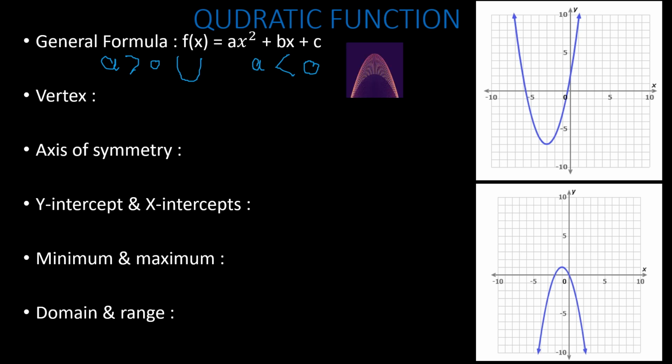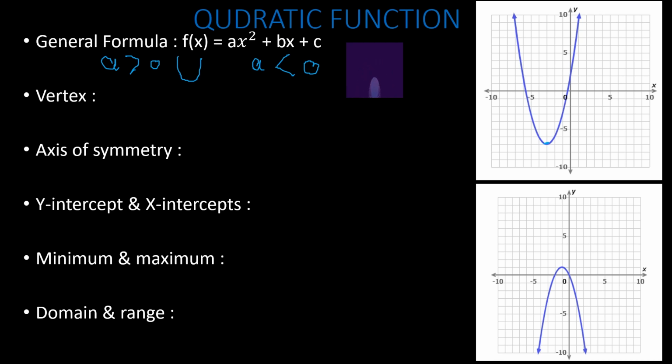Now, the vertex. The vertex is the peak of the parabola. It's the minimum value or the maximum value, the point at which the parabola changes its direction. Here it's going down, decreasing, decreasing. Then at this point it goes up, and then it goes down.